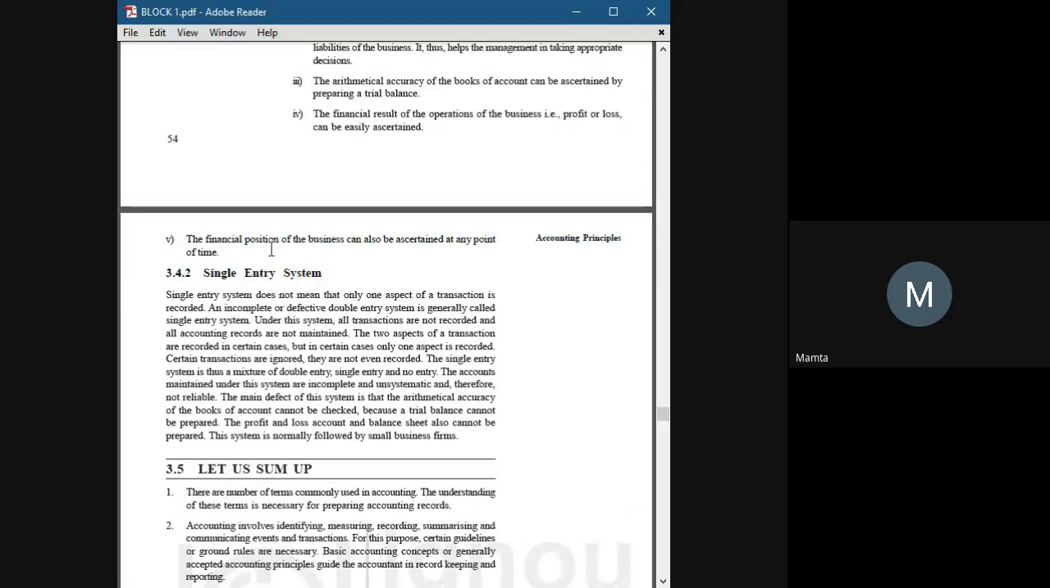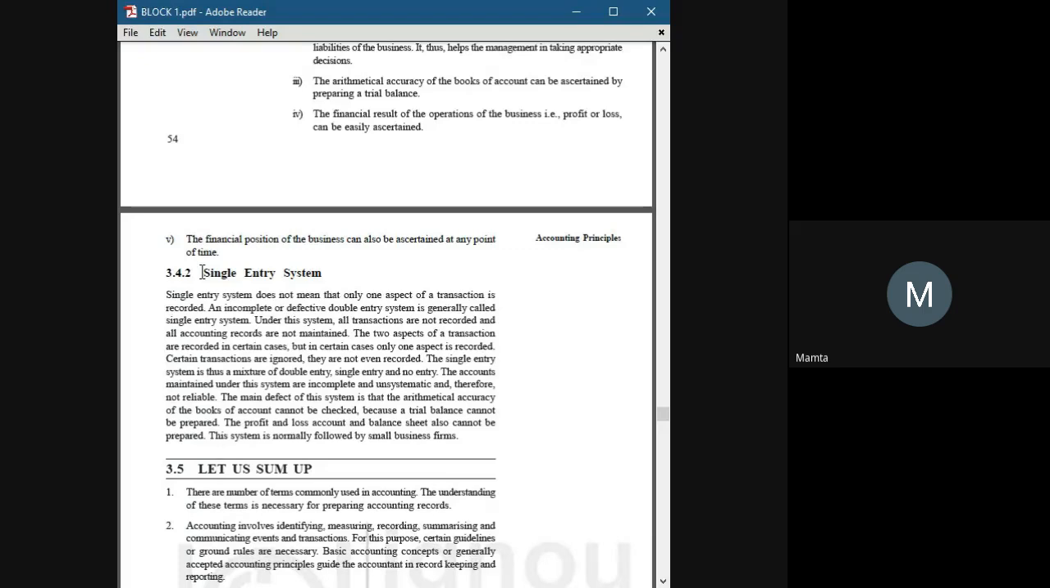It is not that you are recording only one entry, you are recording the complete entry, but you don't have the two aspects of the transaction in this. Sometimes you omit, sometimes you make mistakes in recording the transactions or in transferring the transactions. So it is the single entry system. It is not reliable, it is not understandable, it is not complete, it is not a systematic way to record a transaction, or a systematic way to create accounts.